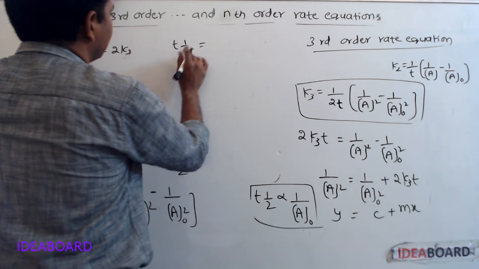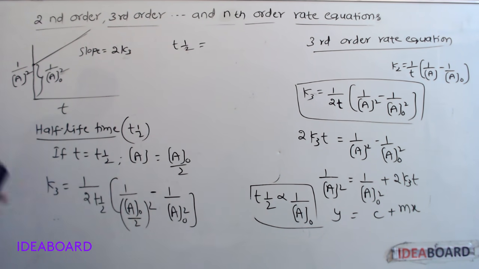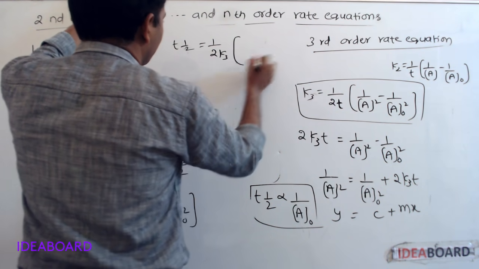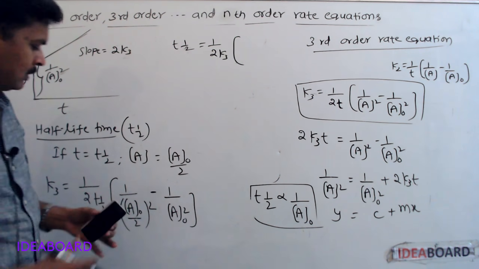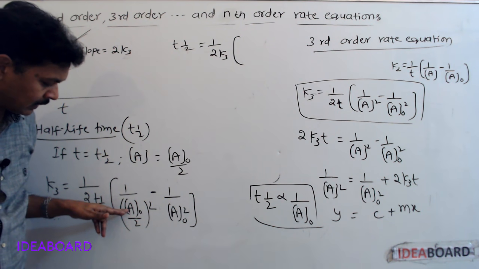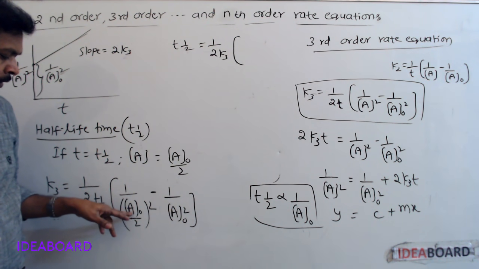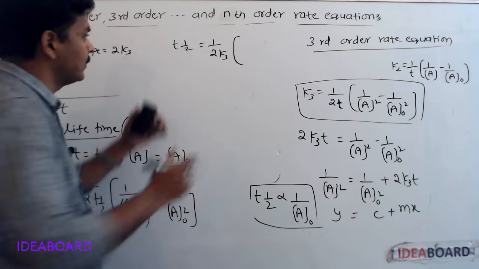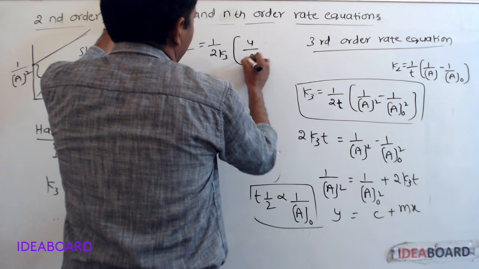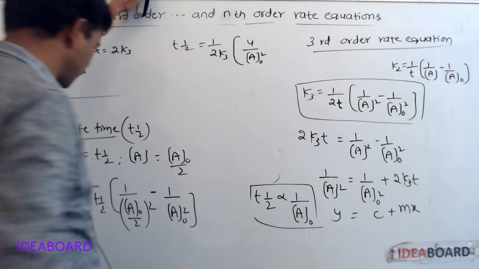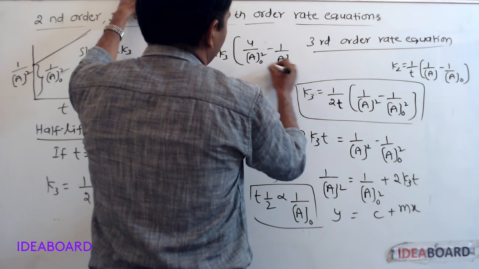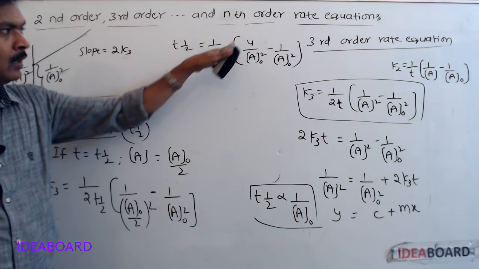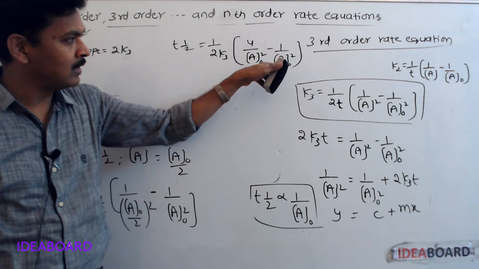T half is equal to, from this equation, T half is equal to 1 by 2K3, into 1 by (A naught by 2) whole square, which becomes A naught square by 4, then we can write 4 by A naught square minus 1 by A naught square. So T half is equal to 1 by 2K3 into (4 by A naught square minus 1 by A naught square).